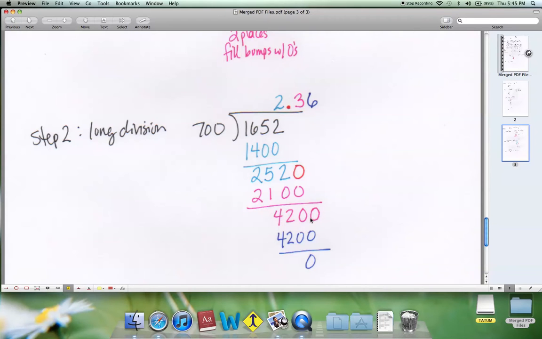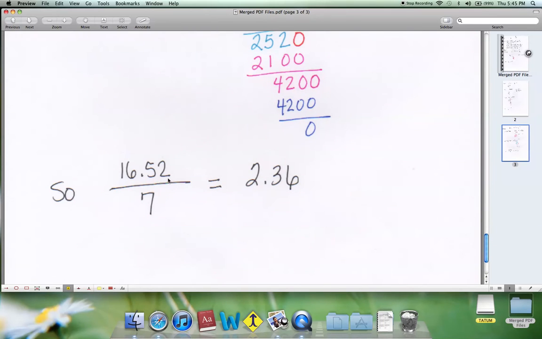So now I have 4,200, and how many times will 700 go into 4,200? 6. 6 times 700 is 4,200. So now I'm down here at 0. I look up here at my answer, 2.36. So 16.52 divided by 7 is equal to 2.36.